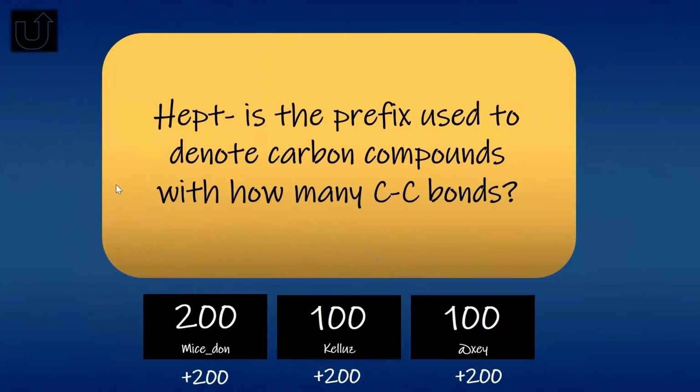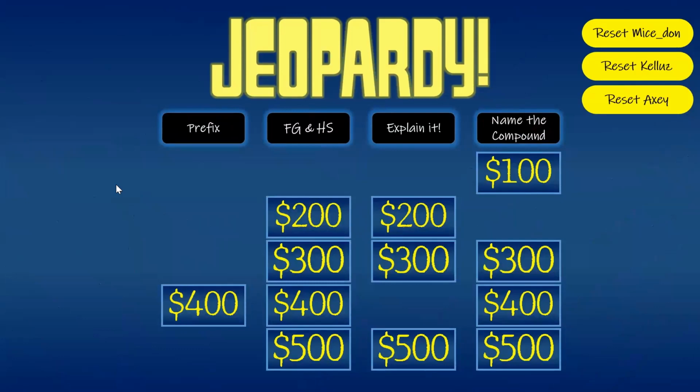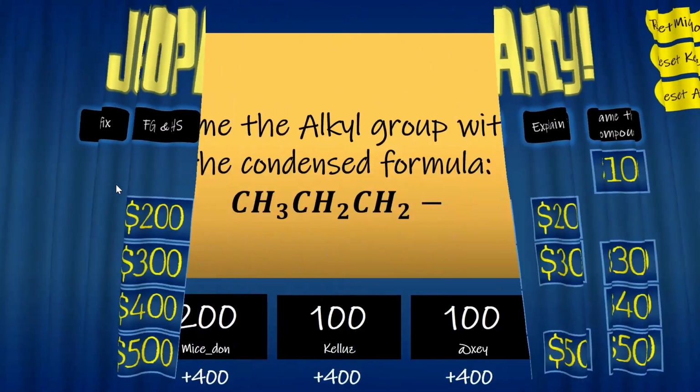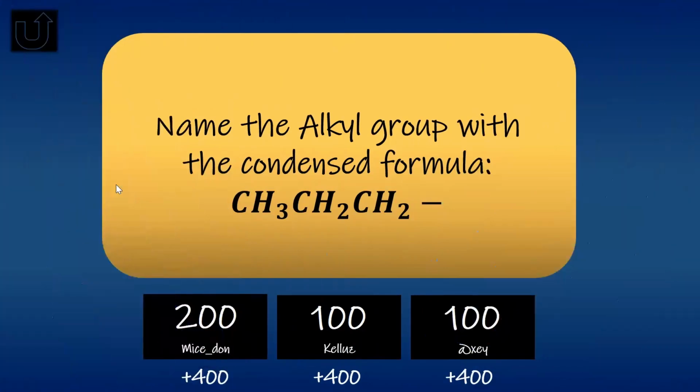All right, hept is the prefix used to denote carbon compounds with how many carbon bonds? Seven. Very good, nice and sharp. $400 is left. Name the alkyl group, easy.